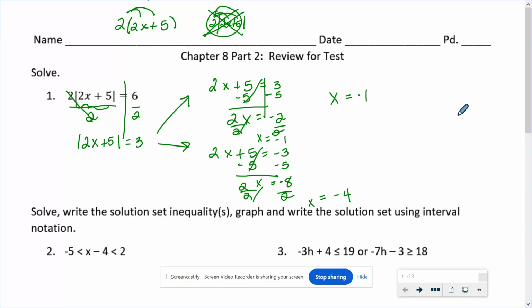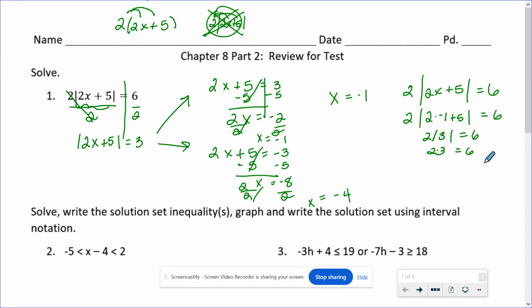You should always check your answers. So if I go back to my original problem and very quickly substitute those values. If I put in a negative 1 and multiply it by 2, that would be negative 2. Negative 2 plus 5 would be 3. And then the absolute value of 3 is 3. 2 times 3 is 6. So it does work. And you can just do this very quickly in your head if you don't have the time to work it out.